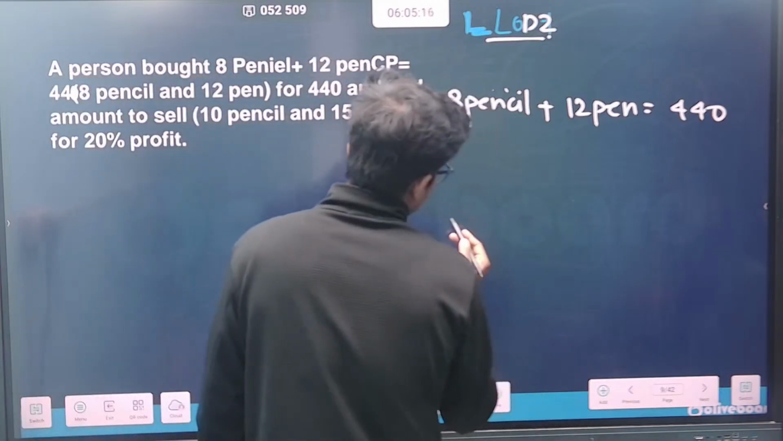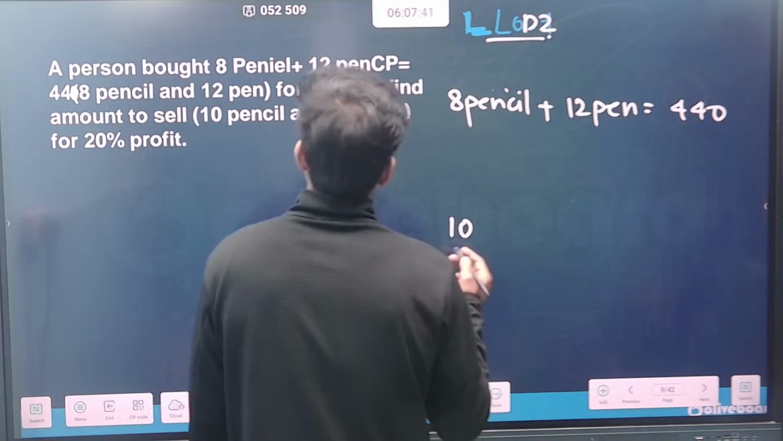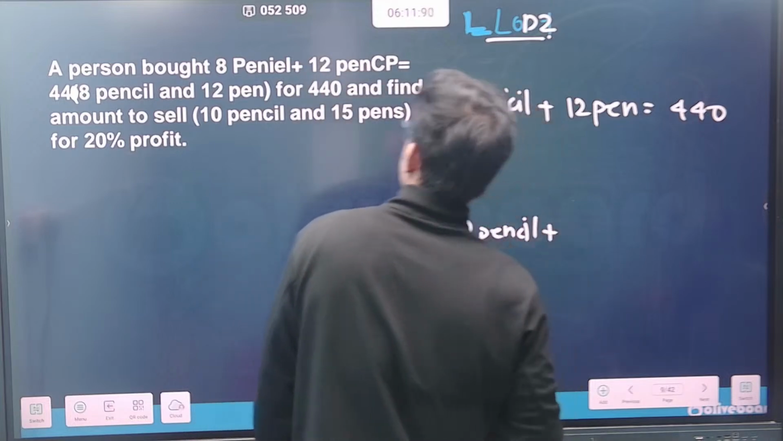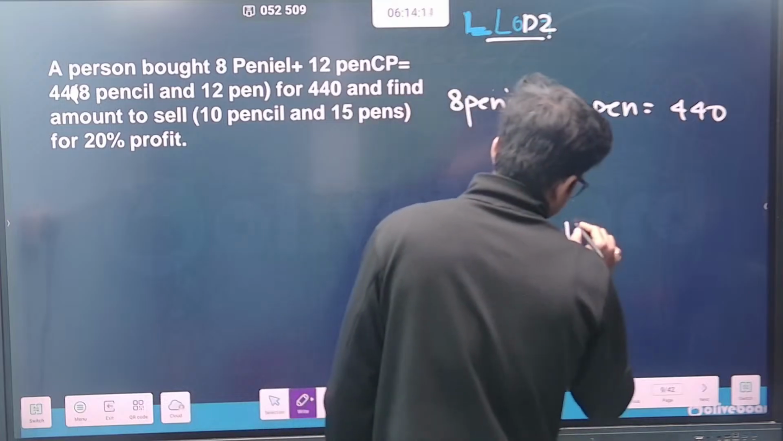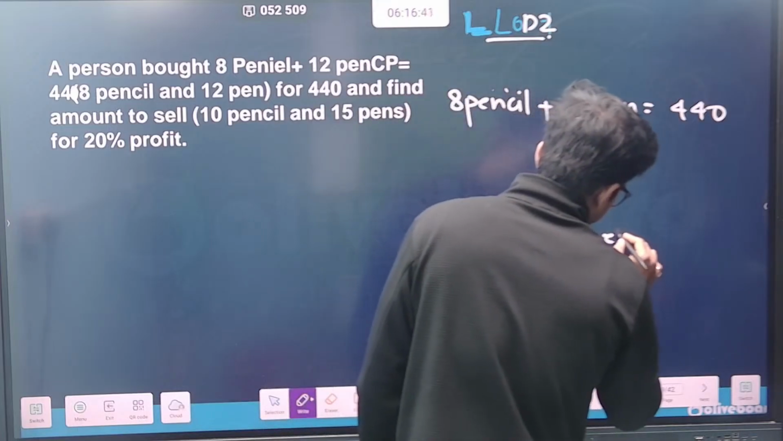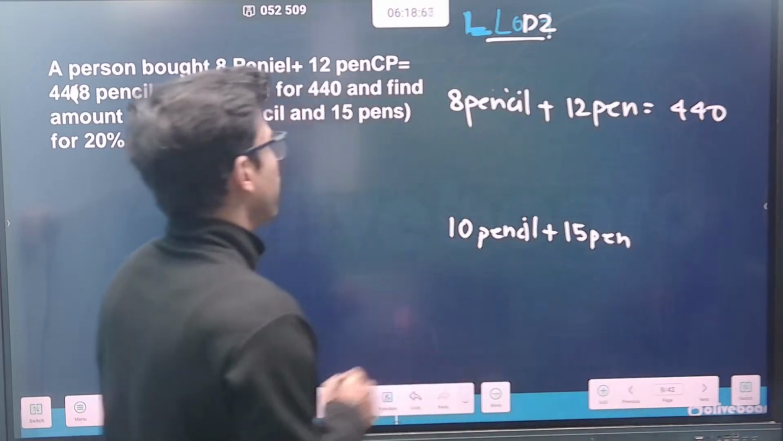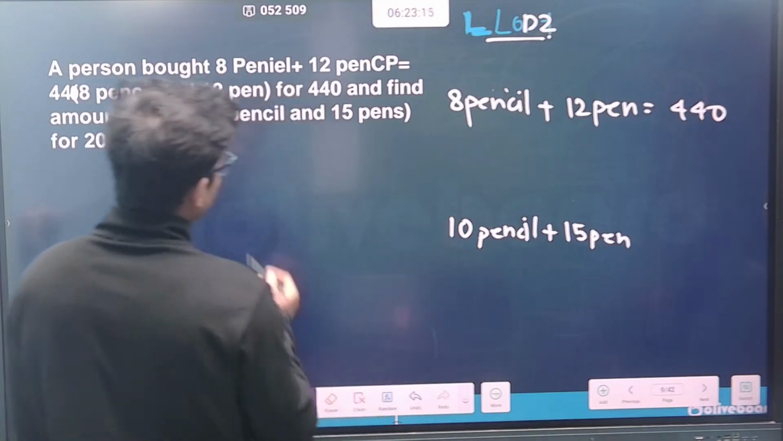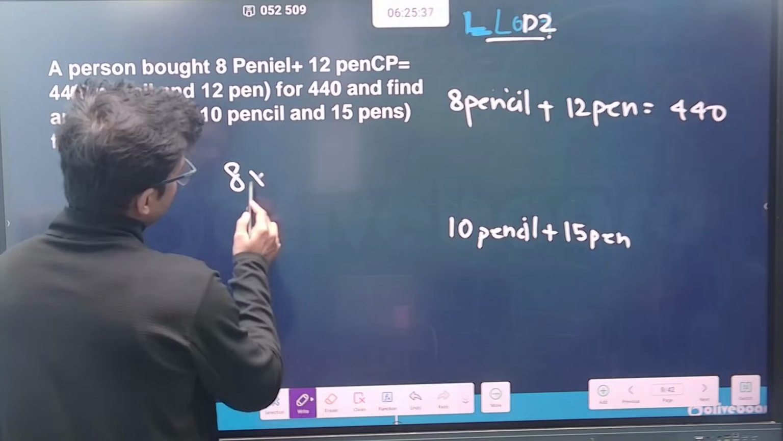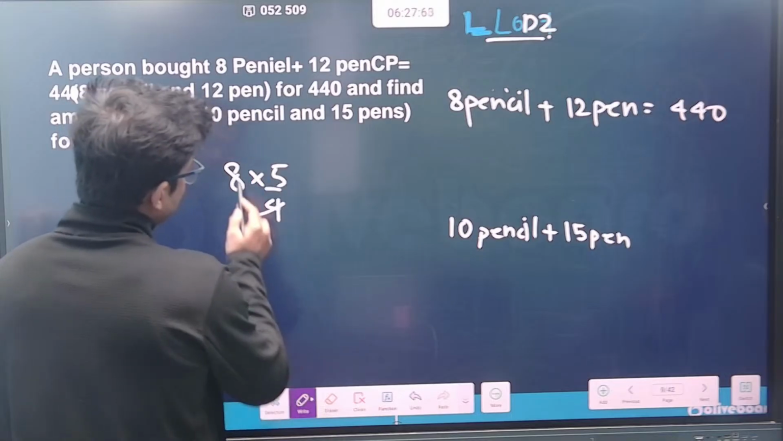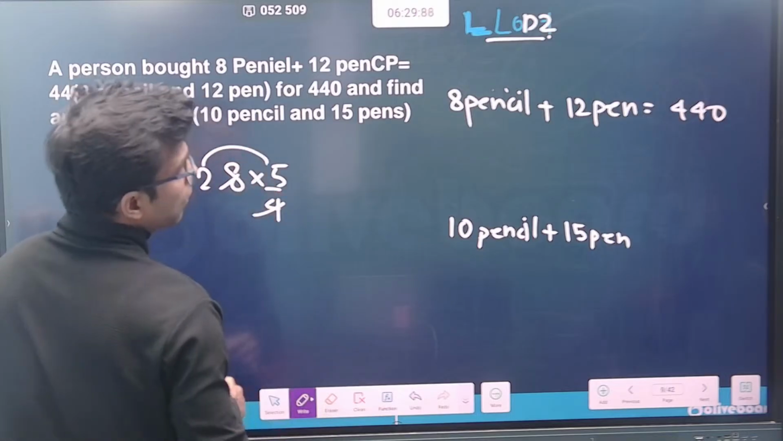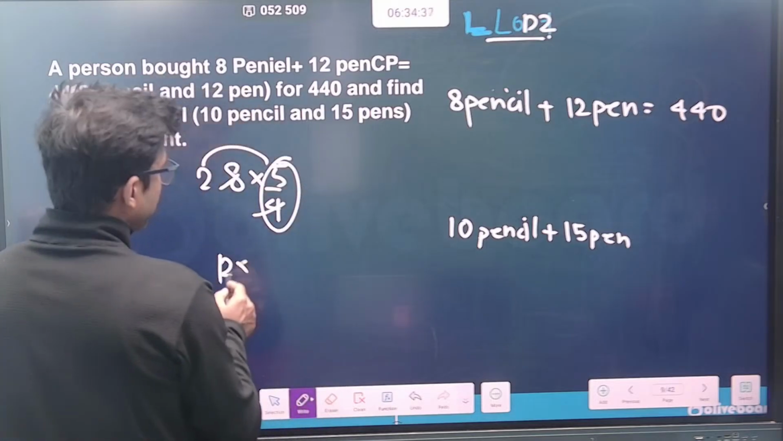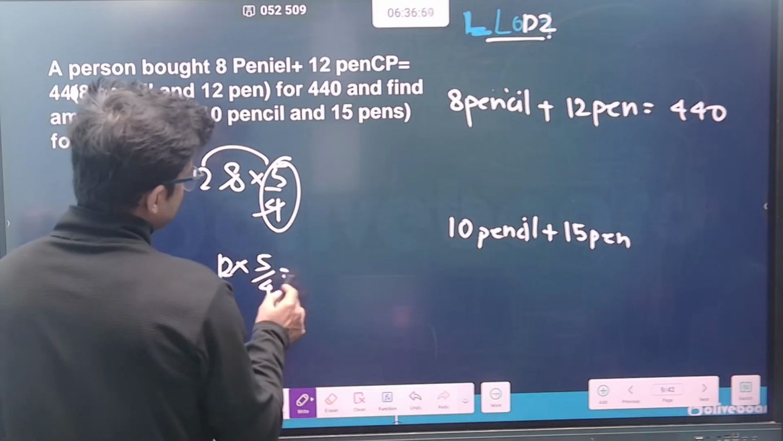Now they're asking the amount to sell 10 pencils plus 15 pens. So basically, now see the point. What is the logic? I need to make this 8 to 10. How can I make it? If I multiply this 8 by 5 by 4, then this becomes 10. Then the same multiplier factor would make 12 to 15, just by 5 by 4. Yes, they are making 15.